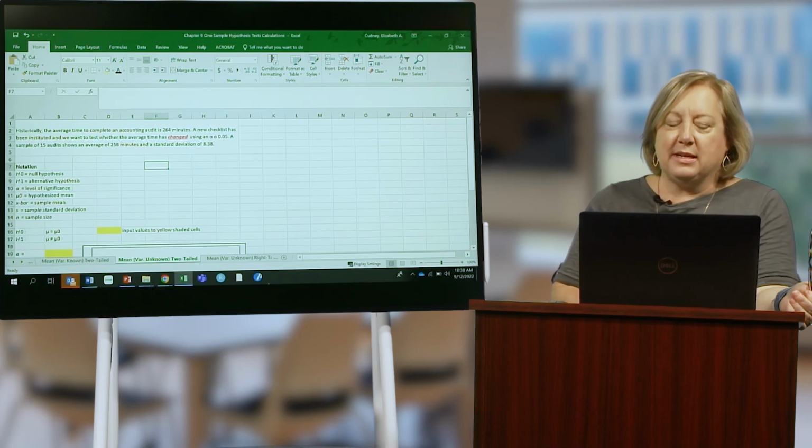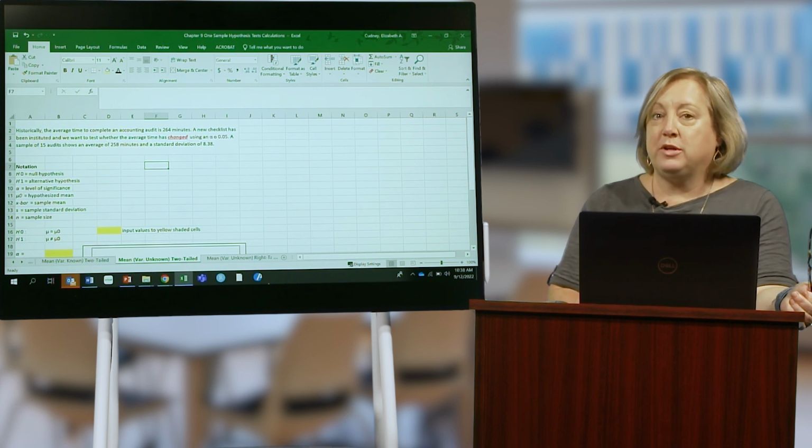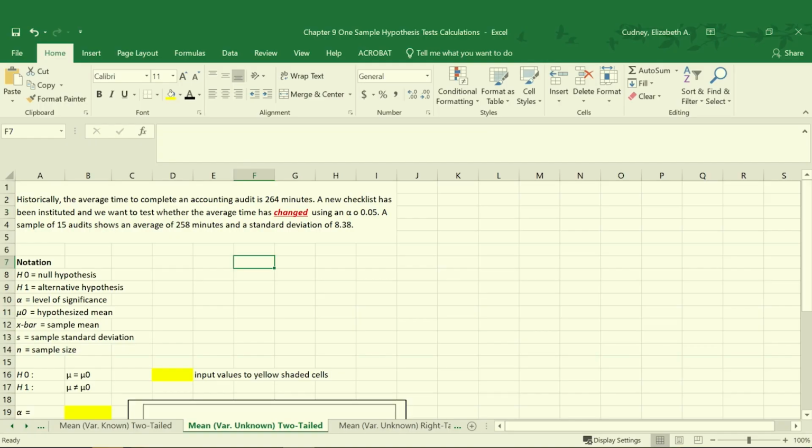In this video, let's take a look at a one-sample hypothesis test for the mean when the variance is unknown, and we're using a two-tailed test. In this example, we have historical information that the average time to complete an accounting audit is 264 minutes. A new checklist has been instituted within the organization, and we want to test whether the average time has changed using an alpha value of 0.05.